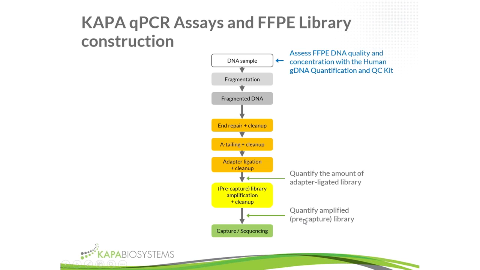But we use that kit now not only to look at the final library concentration for pooling or not, but to look at key points during the library construction pipeline so that we can better understand what's happening there. And then we have the second qPCR-based kit, which is the Human Genomic DNA Quantification and QC kit, which is designed for assessing upfront sample quality. So the library quantification assay is designed for quantifying adapter-ligated library, whereas the Human Genomic DNA Quantification and QC kit is designed for quantifying input DNA.